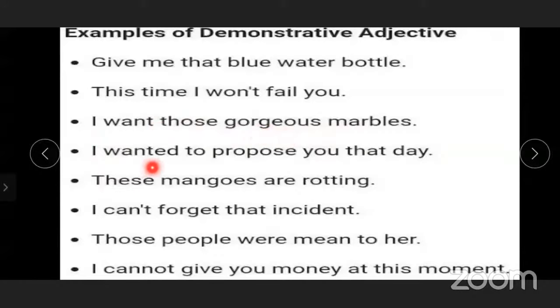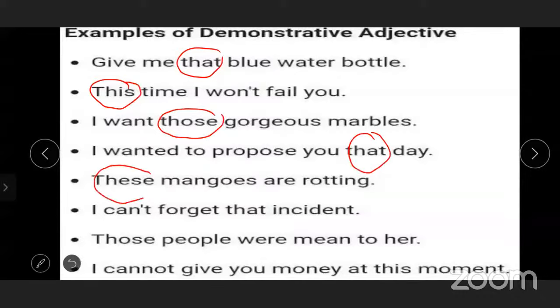I want those marbles. I wanted to propose to you that day. These mangoes are rotting. I can't forget that incident. Those people were mean to her. I cannot give you money at this moment. So here: that, these. These are the demonstrative adjectives.